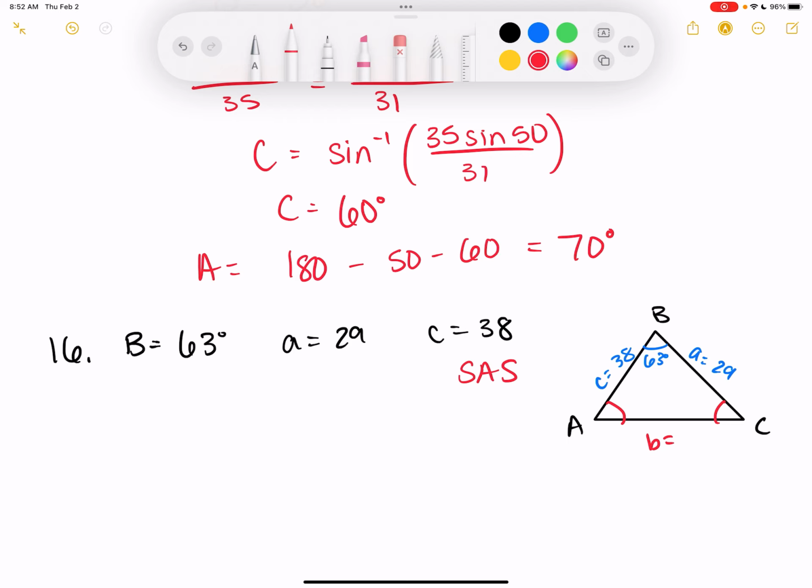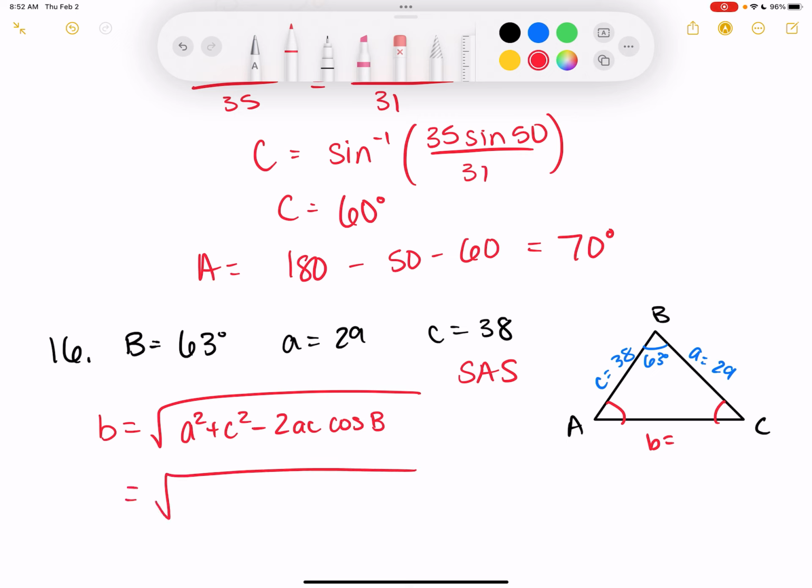So I need to solve for side B first, and then I have information that I can switch to law of sines. So B squared is equal to blah, blah, blah, but I'm going to just take the square root of it. So B is the square root of A squared plus C squared minus 2AC cosine B. So then you can just plug stuff in. This is equal to the square root of 29 squared plus 38 squared minus 2 times 29 times 38 times the cosine of 63.